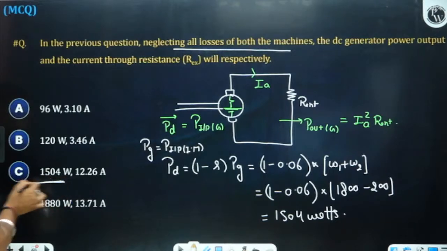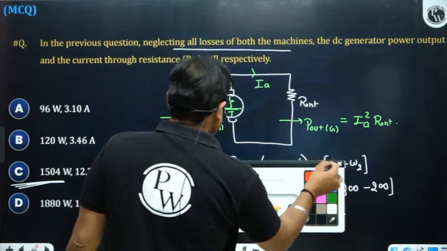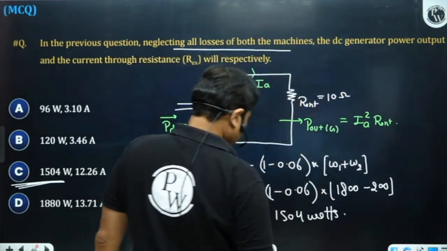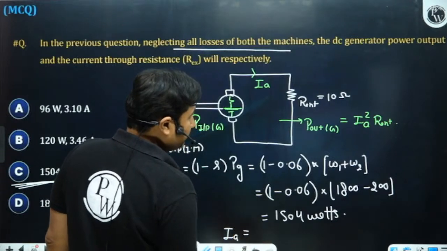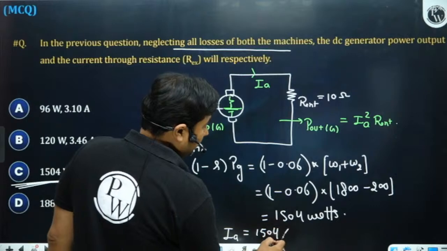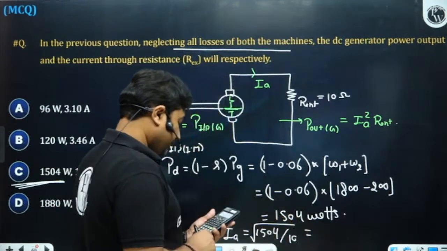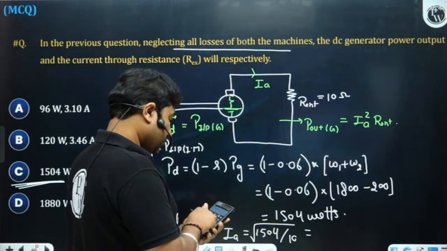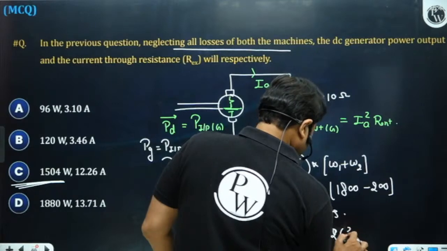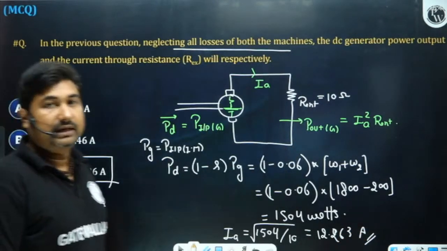From this we are able to calculate the answer. But let's talk about the current as well. This R external value is also given to you as 10 ohm. What will be the current? I_A will become, sir, output power 1504 divided by 10, root over. So 1504 divided by 10, root over the answer, 12.263 ampere. So we have this one as the correct answer.